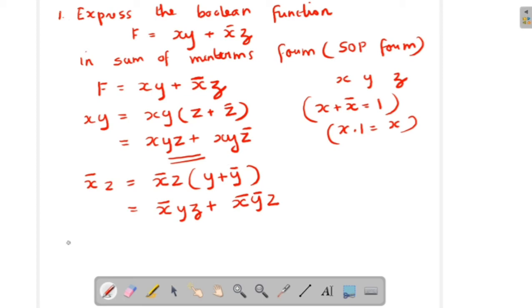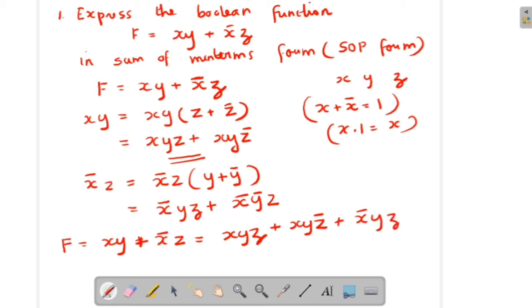Okay, so we can write f, f is given as xy plus x bar z. That can be written as xyz plus xyz bar plus x bar yz plus x bar y bar z.